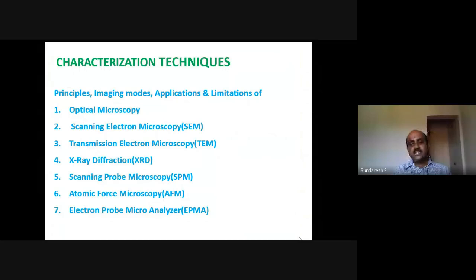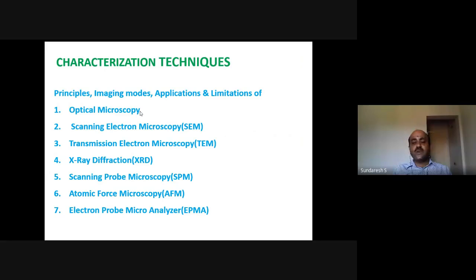limitations of the 7 different characterization techniques: optical microscopy, OM; scanning electron microscopy, in short SEM; transmission electron microscopy, TEM; X-ray diffraction, XRD; scanning probe microscopy, SPM, atomic force microscopy, AFM; and electron probe microanalyzer, EPMA. I just forgot to write that.